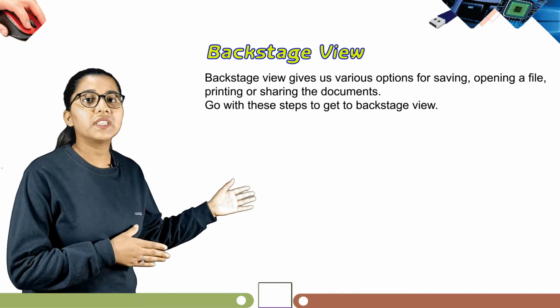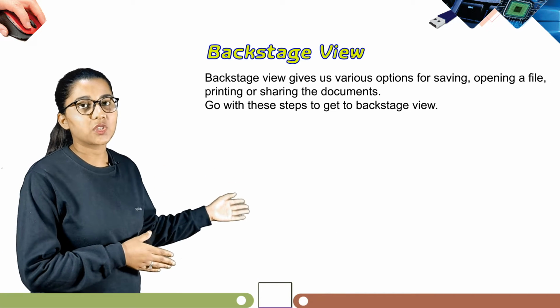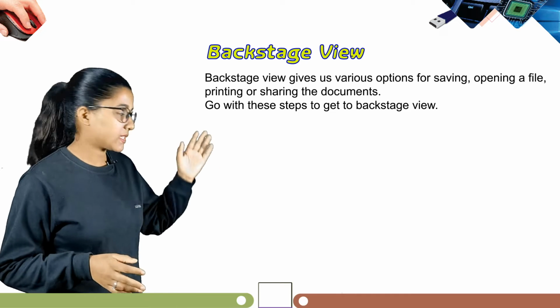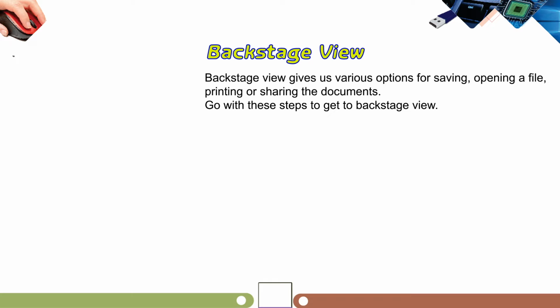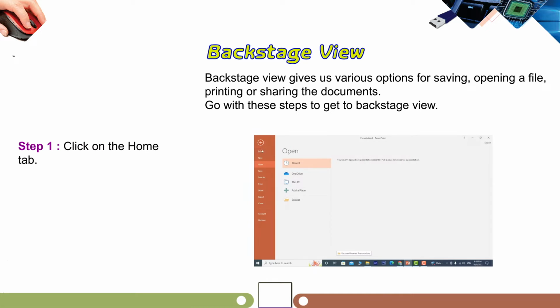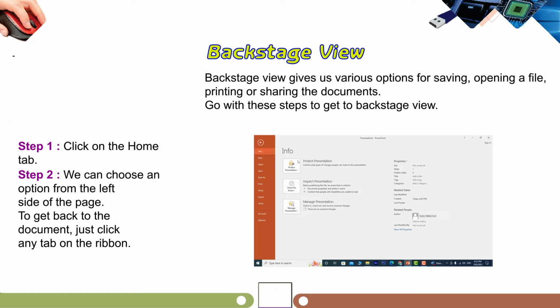So go with these steps to get to the Backstage View. If you want to view the Backstage View, you have to follow these steps. So our step 1 is click on the Home tab. Step 2, we can choose an option from the left side of the page. Next, to get back to the document, just click any tab on the ribbon.